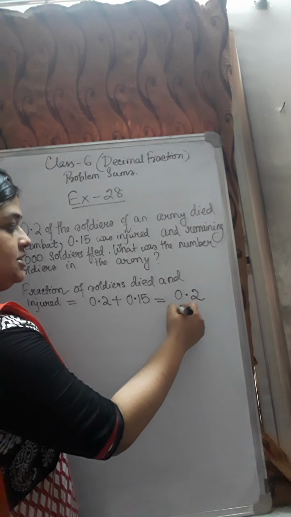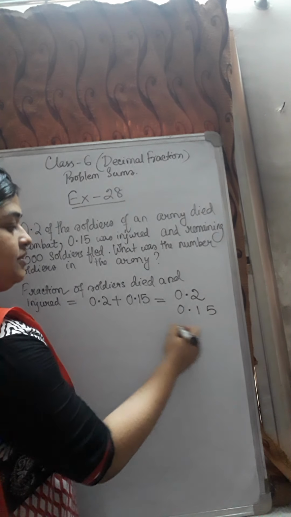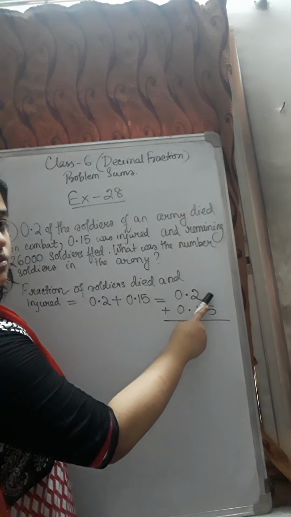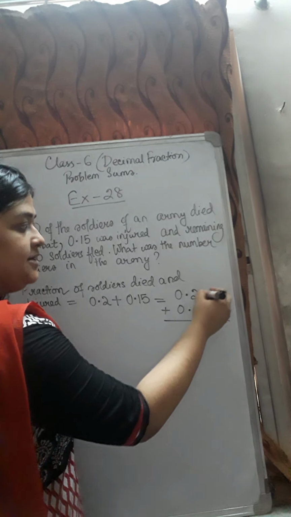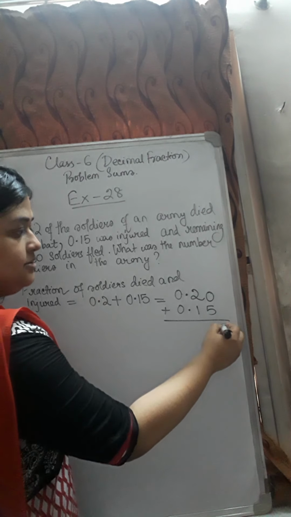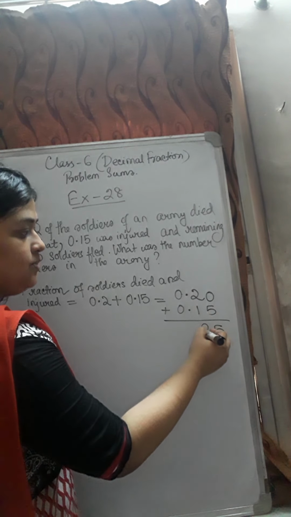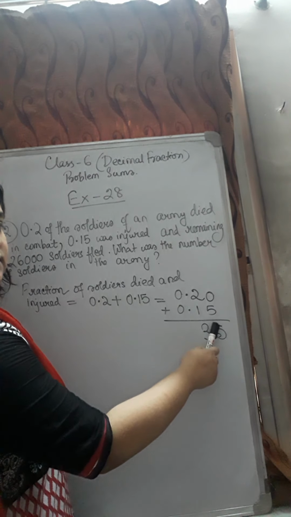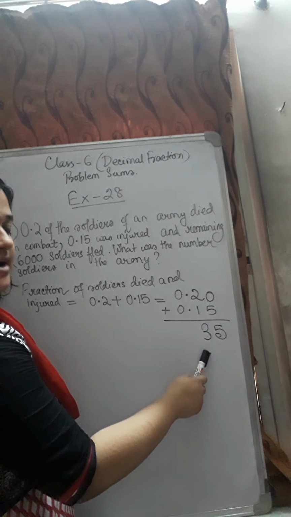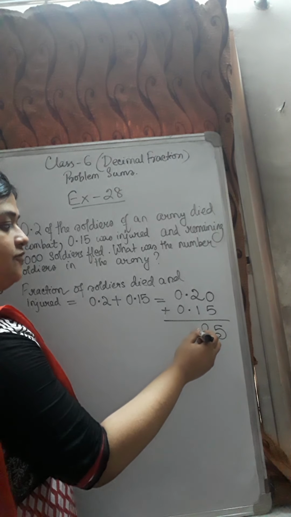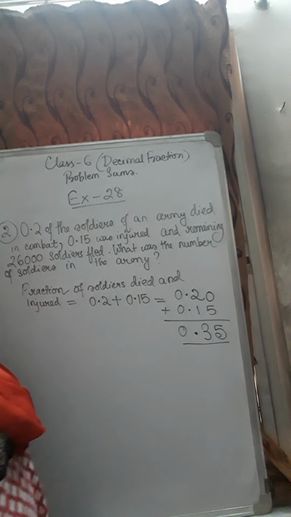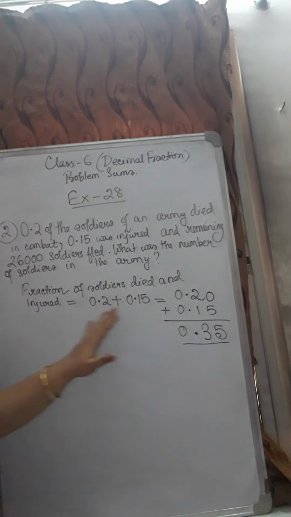The next number is 0.15, and add them. Now see, on top of 5 there is no number, so you will place 0. And now you add, so this is giving you 5, 2 plus 1 is 3, and you know the point comes before 2 digits in both cases. So the result will have the point before 2 digits, and here it is 0.35. So 0.35 is the fraction of soldiers who died and injured.